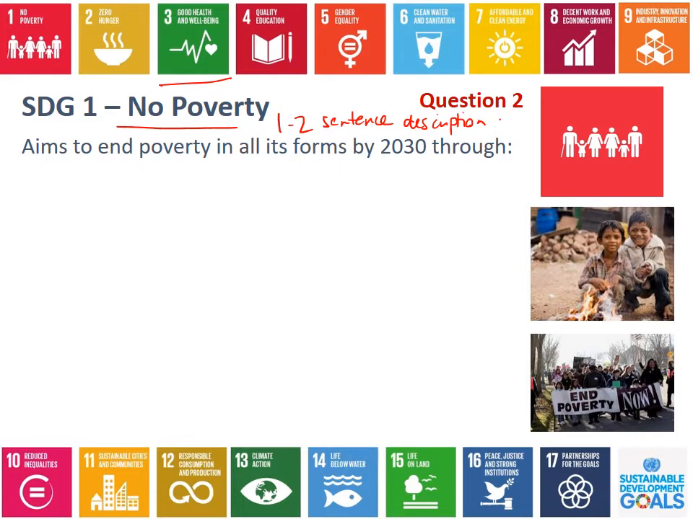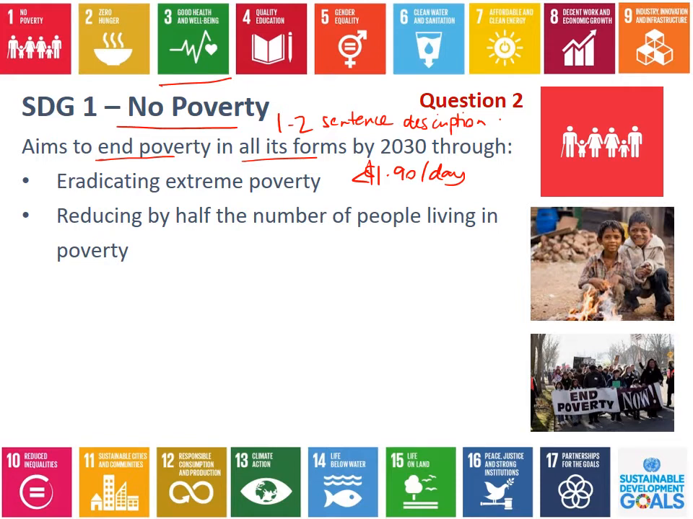So SDG number 1 aims to end poverty in all of its forms by 2030, which is the end of our SDG timeframe, through eradicating extreme poverty. Extreme poverty, remember, is less than $1.90 a day. That's the measure. Reducing by half the number of people living in poverty. So that might be people living on, say, $3 a day, which is still poverty, but it's not extreme poverty.